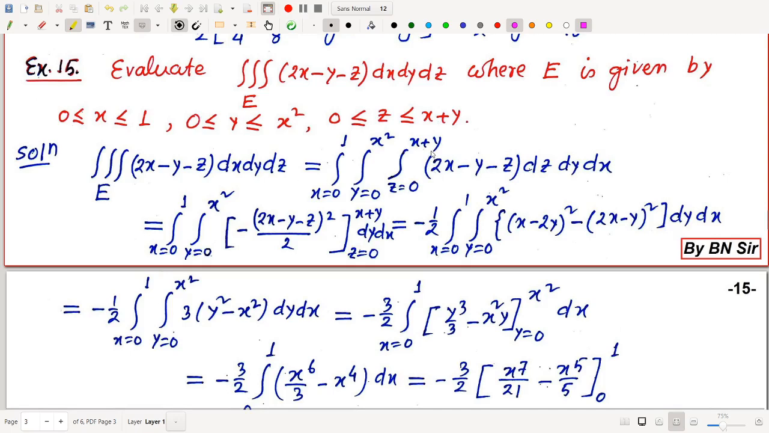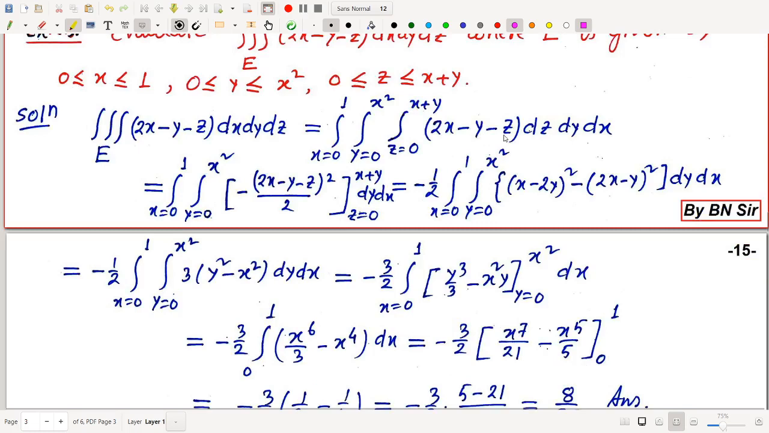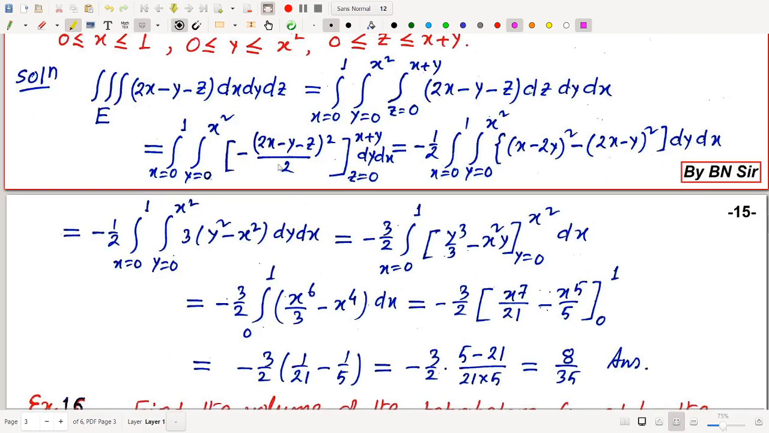So integration with respect to z first, z equal to 0 to x plus y. Then with respect to y 0 to x square, and finally with respect to x 0 to 1, constant. So 2x minus y minus z, integration with respect to z, there is a minus sign, so minus will be there, and 2x minus y is constant, so it is as if minus z to the power 1. So it is to the power 1 plus 1 means 2 divided by 2, normal integration. Now if we put z equal to x plus y, we get x minus 2y. If we put z equal to 0, we get 2x minus y, so minus half taken out, (x minus 2y) square minus (2x minus y) square.